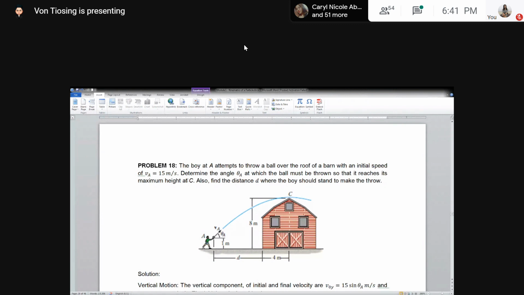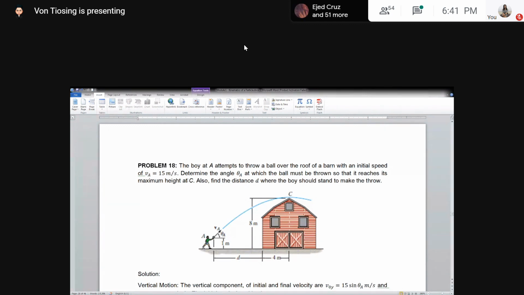The boy at A attempts to throw a ball over a roof of a barn with an initial speed of 15 meters per second. Determine the angle A at which the ball must be thrown so that it reaches its maximum height at C. Find the distance D where the boy should stand to make the throw.